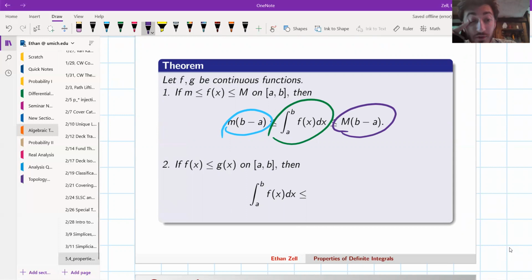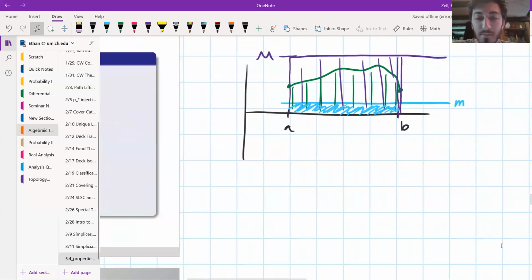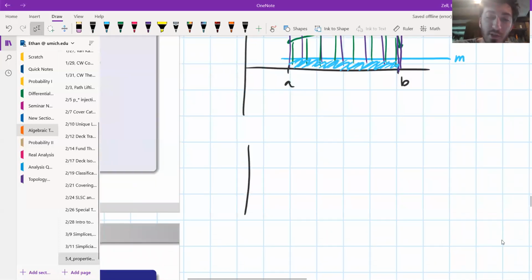Well, you might ask, the natural thing is, what if I don't necessarily have a straight line that I'm bounded by? What if I have another function? Well, that's a good thing to ask. And it does behave the way you expect: if some function g is larger than f at every value in your interval, then the area under f is bounded above by the area under g on that interval.